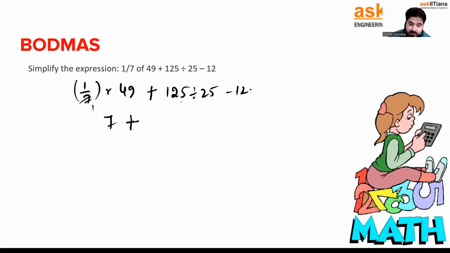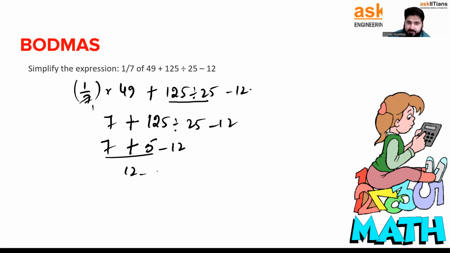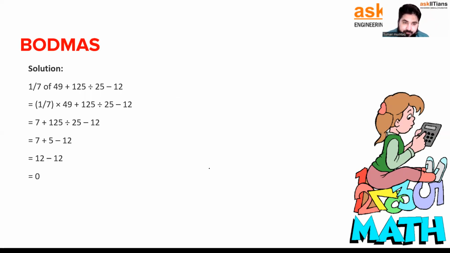It's plus. Now, 125 divided by 25, that is equal to, so first of all, let me write it. Okay, so this is 7 plus 125 divided by 25, that is 5, minus 12. Now what's the next step that we need to do? Add this out. This is 12 minus 12, that is equal to 0, right? Is that clear? So this is the way how to get it out. Okay, so this thing is there. Fine.